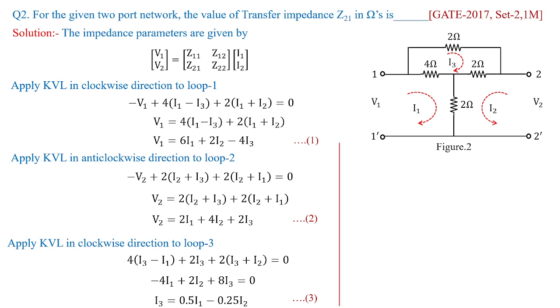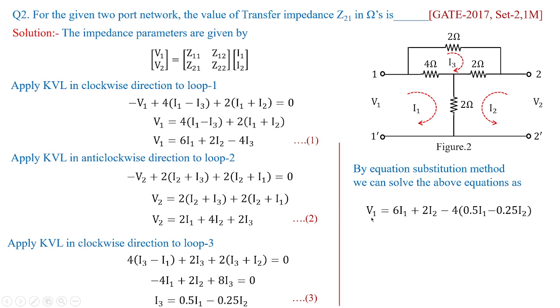Now what I'm going to do, I'm going to substitute equation 3 in 1 and 2. So when I take equation 1, I'm going to get V1 equal to, you here can see, 6I1 plus 2I2 minus 4 and I3, which we have replaced by equation 3 over here. With this, I'm going to get the V1 value is equal to 4I1 plus 3I2. So therefore, Z12 value will be 3.